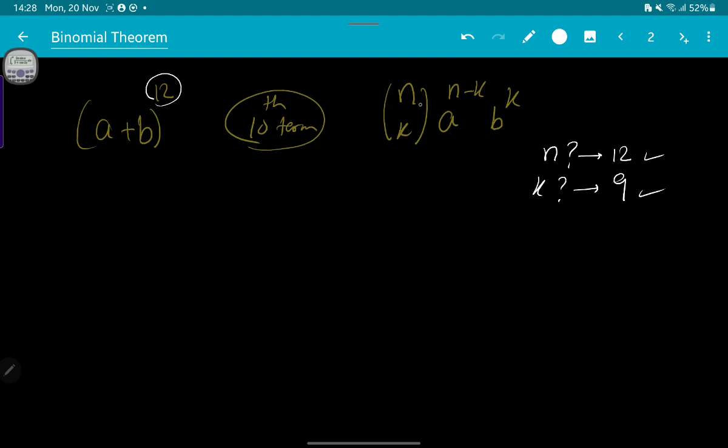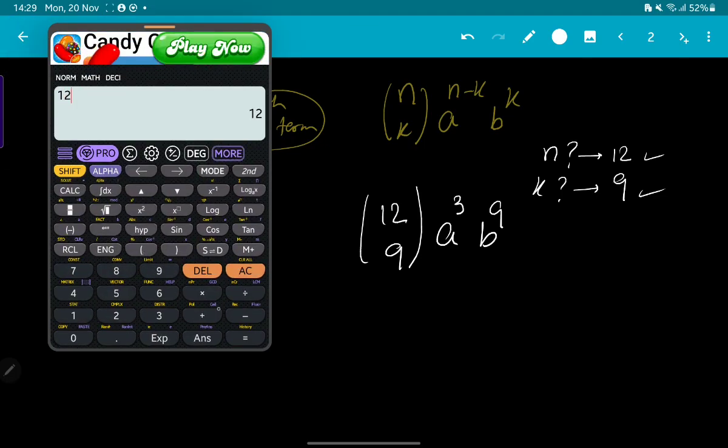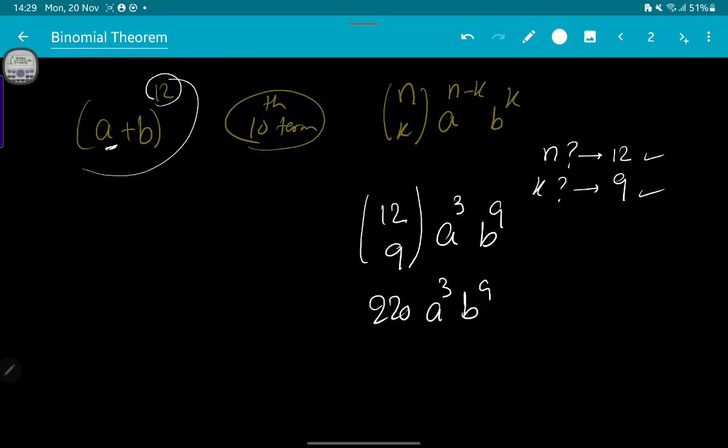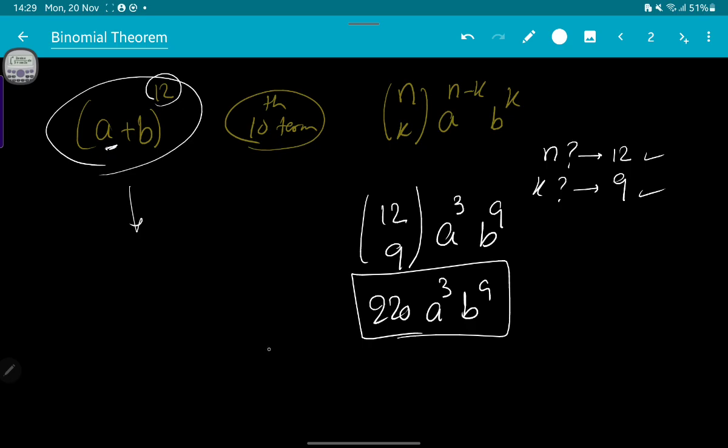Now you have 12 and 9. Substitute here 12 and 9. A, which is the first term, power n minus k, 12 minus 9 is 3. Then b power k, which is 9. You can do this by the calculator. 12C9 is 220. A power 3 and b power 9. So in this expansion, this will give you 13 terms, but the 10th term will be this. So this is a short question to find a specific term in the expansion.